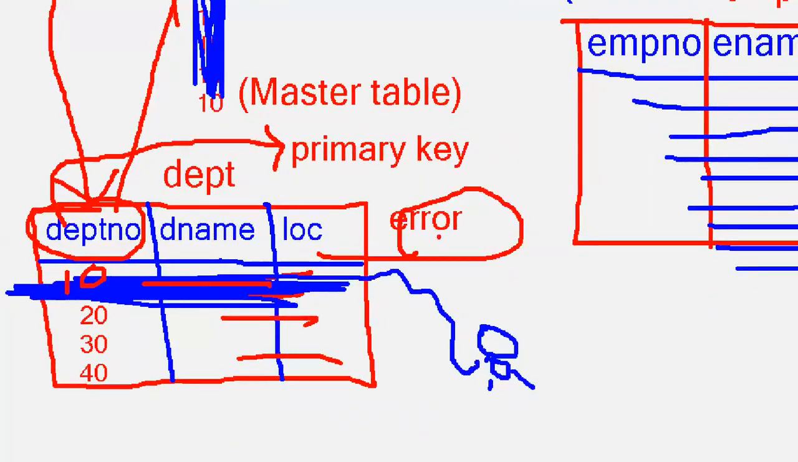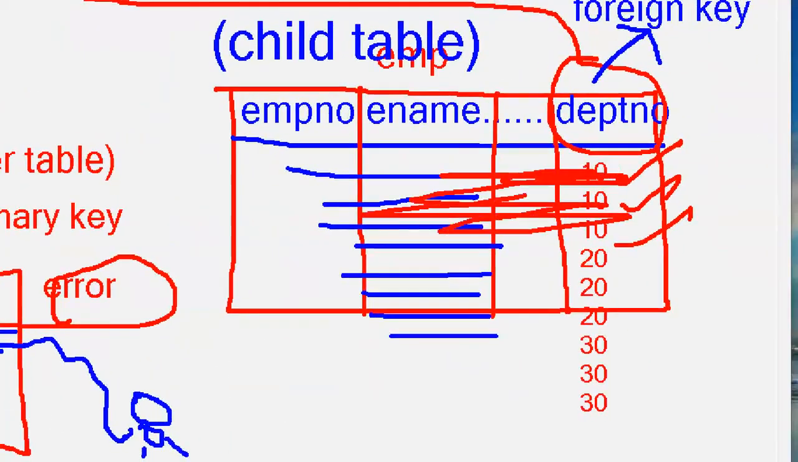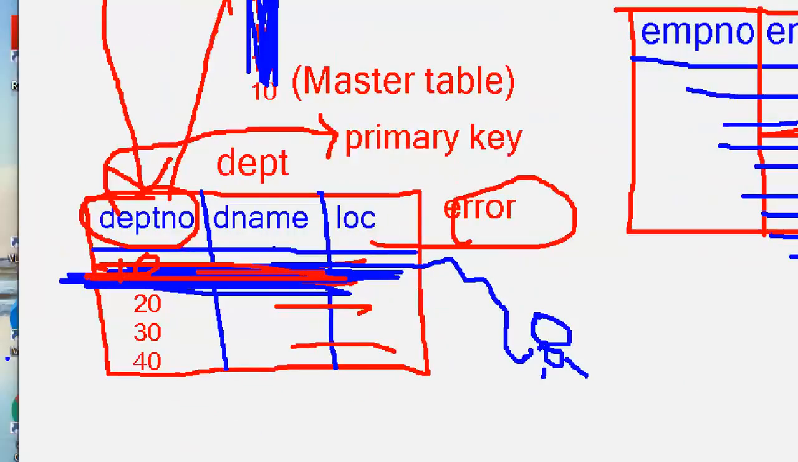Now, suppose you are interested in deleting this master table record from the master table, then first go to the child table. First we delete the child table records from the child table. Then only we delete the master table record from the master table. That is common sense.